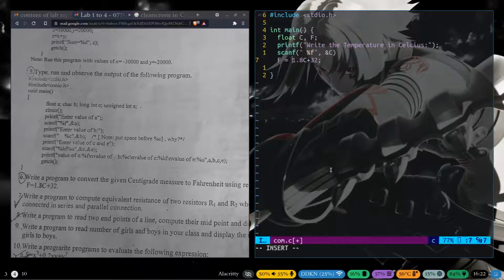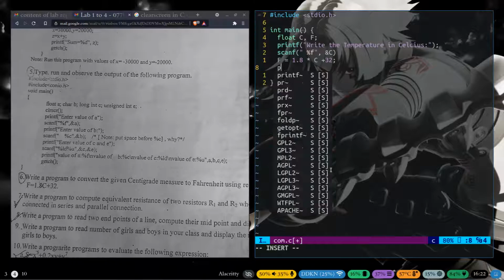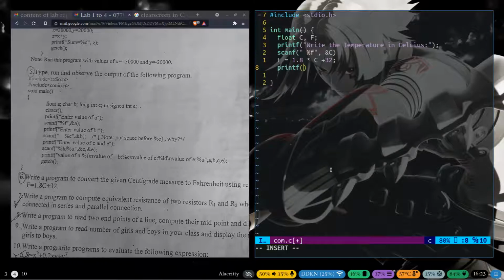Man, better to give spaces here. 1.8 times C. Okay. So yeah. Printf, scanf, everything is done. Now printf, I think the temperature in Fahrenheit is F, and it should be F. I think this should work, right? F.